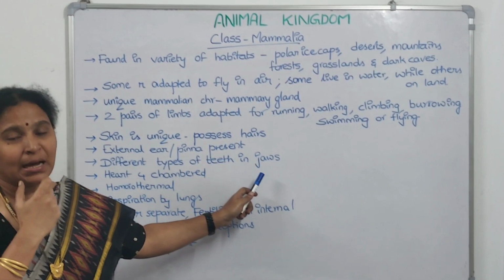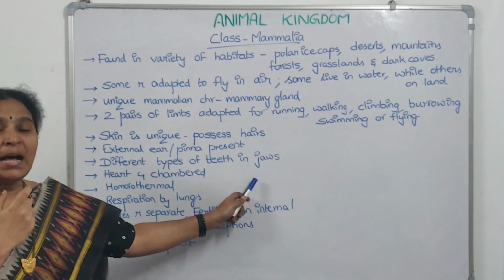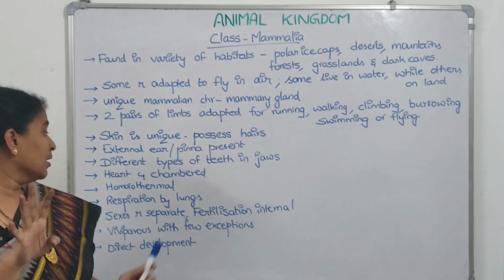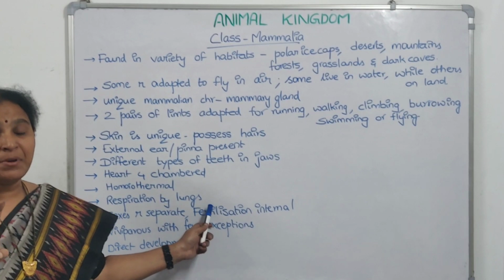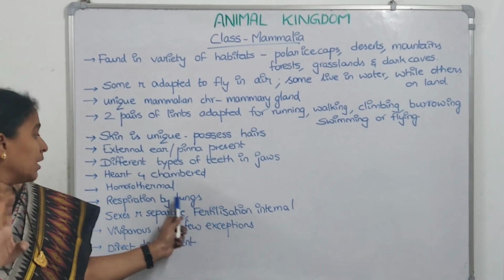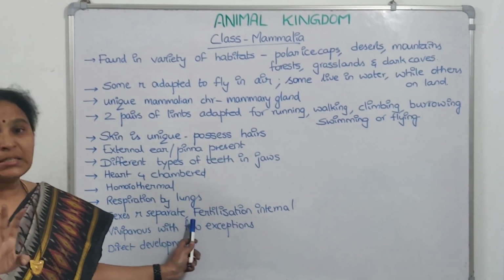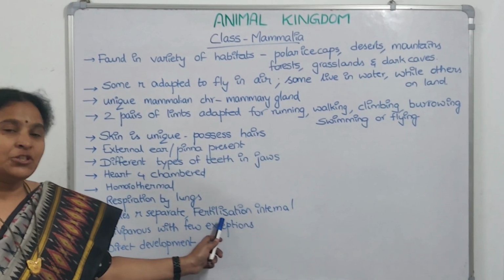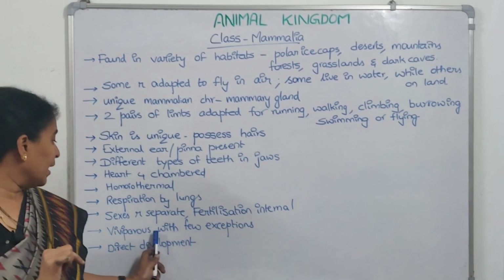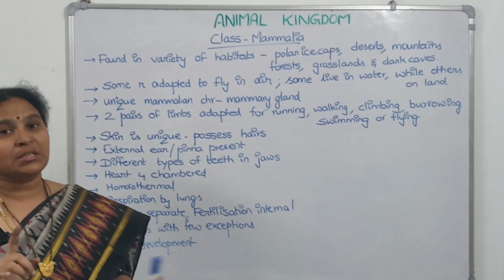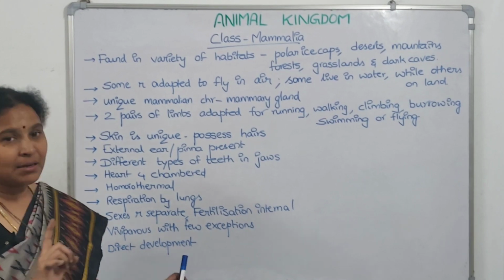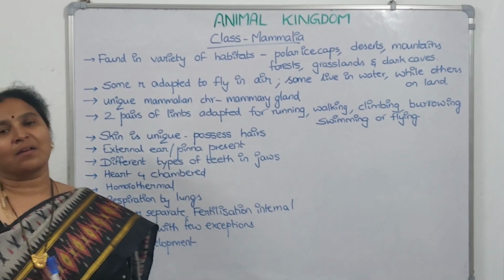Different types of teeth are embedded inside the jaws. Heart has complete 4 chambers. It is closed circulation. There is no mixing of the blood. Respiration is by lungs. Body temperature can be regulated. Warm-blooded means they are homeothermals. Sexes are separate. Male and female are separate. Sexual dimorphism is there. Fertilization is internal and they are viviparous with few exceptions. I told you, that's platypus. It is an egg-laying mammal. The next one, direct development, doesn't involve any larval stages.